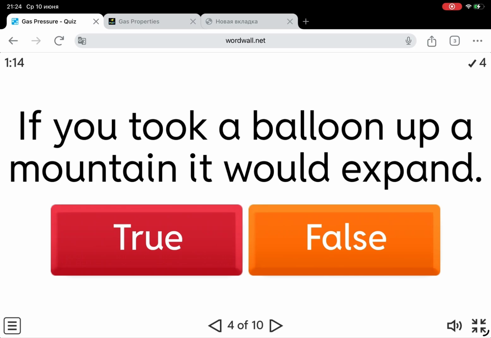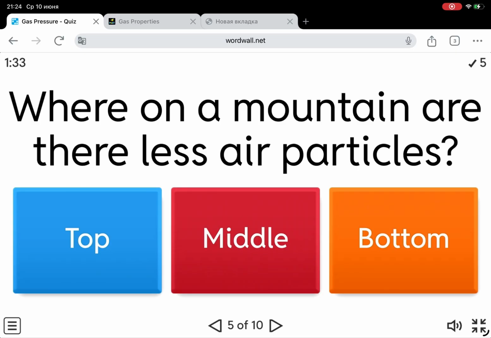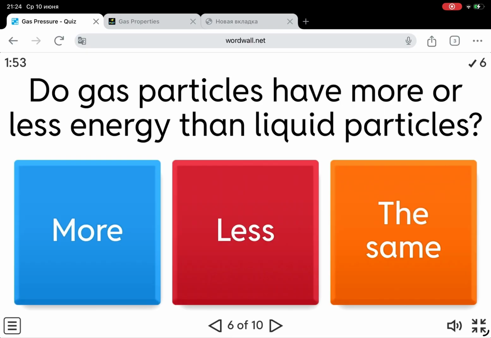If you took a balloon up a mountain, it would expand. Guys, if you go to a mountain camp, you would notice that your pack of chips or any pack expands, and it's true, because the pressure inside your package is more than the pressure at the top of the mountain, because gas at the top of the mountain has fewer particles. The next question: where on a mountain are there fewer air particles? We say the top, and that's the correct answer.